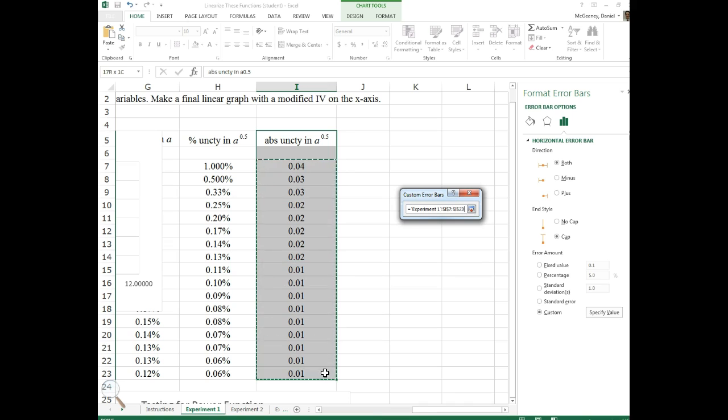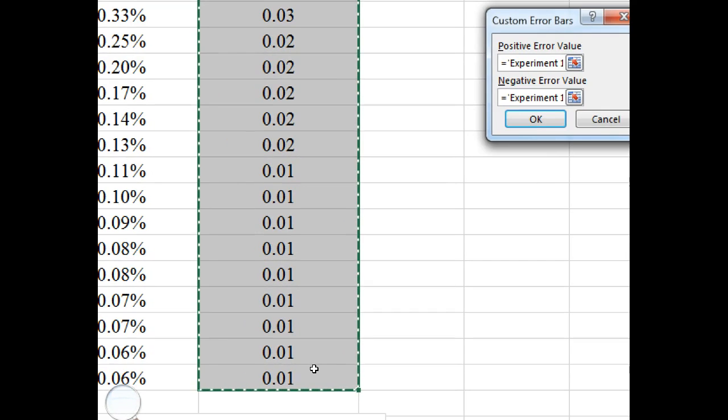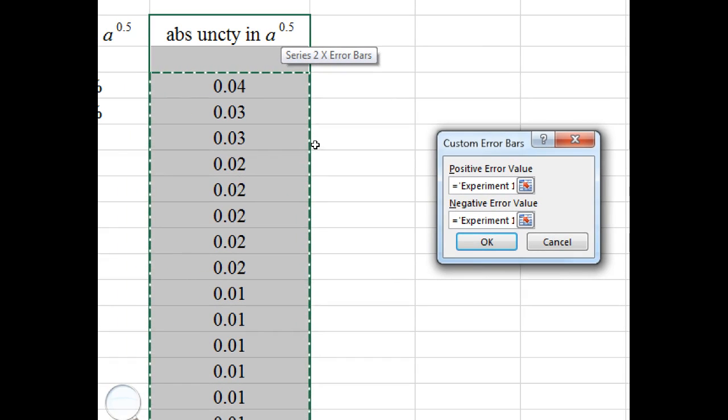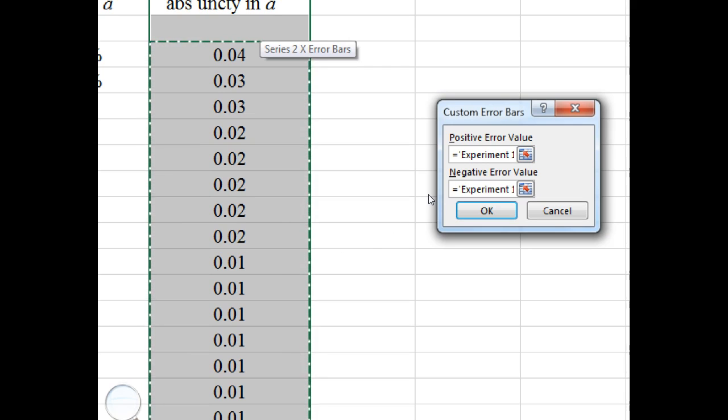It's plus or minus the number listed here for every a to the 0.5 value. So I do plus that amount, or the negative error value. I erase the equals 1, I delete that, and then I choose again those uncertainties. This is the horizontal, that's a to the 0.5. I have the absolute uncertainty in a to the 0.5, and here are those values. So I hit custom, and then positive error and negative error are both the same thing, because it's plus 0.04 or minus 0.04.